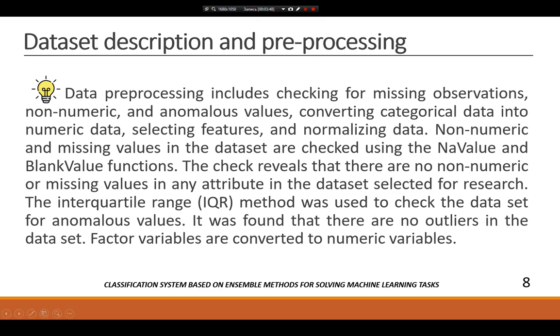To solve the binary classification, an additional binary variable was created instead of the dependent variable. It takes the value of 1 if the dependent variable is greater than its median, and 0 if it is less than its median. The data preprocessing steps for the second dataset are the same as for the first dataset.